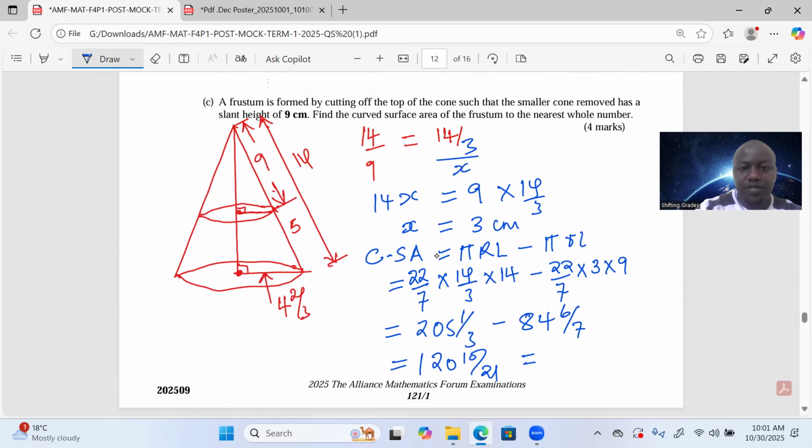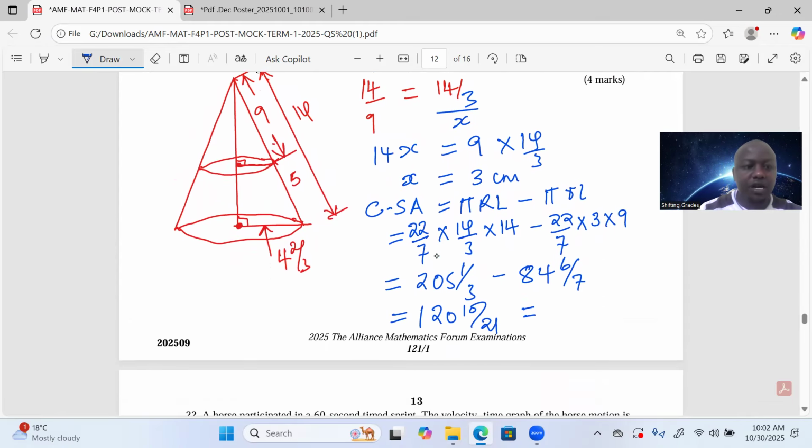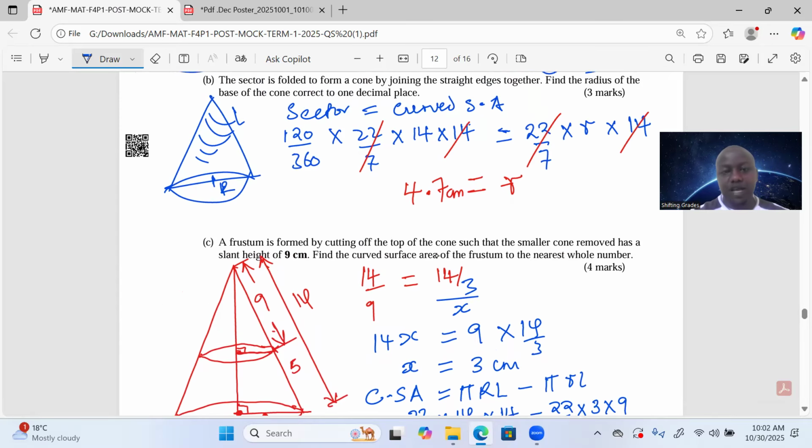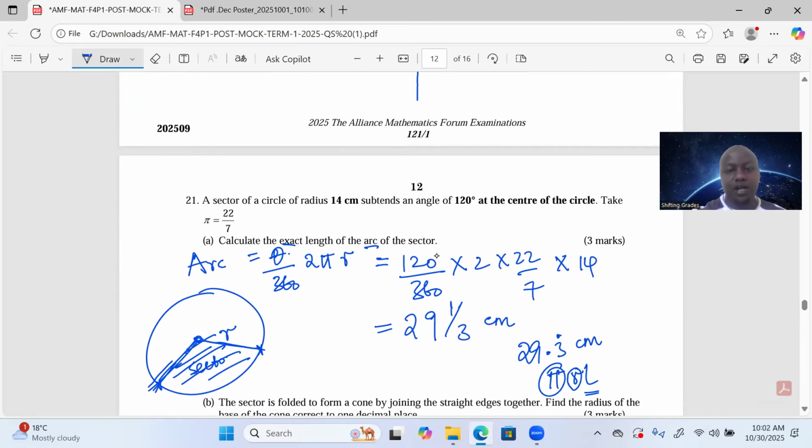But the instructions are talking about the nearest whole number. So this is 120.47, which is just 120 square centimeters. Yeah, 120 square centimeters. That becomes the final answer. Do you see the question is very interesting? A very good question. Very, very good question.